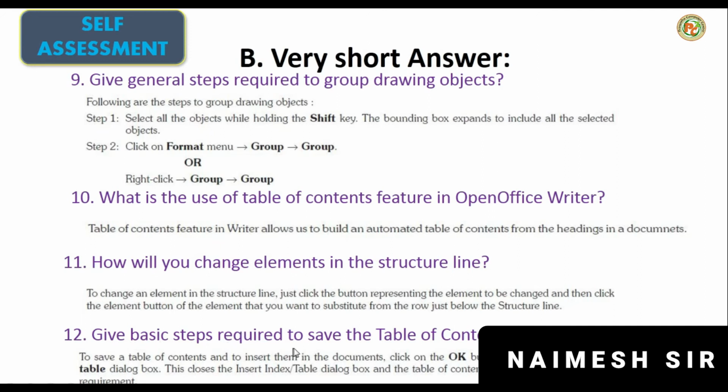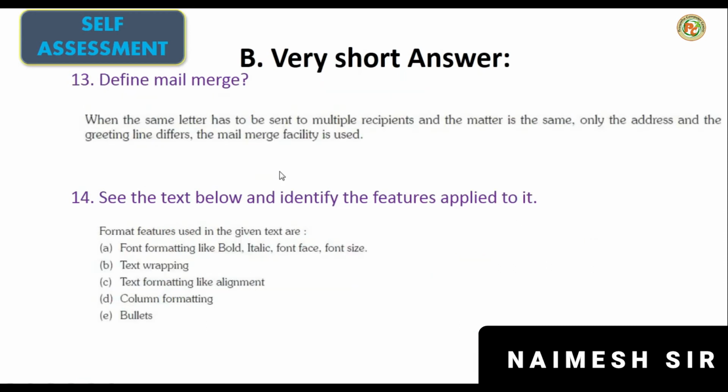Give basic steps required to save the table of contents. To save a table of contents and to insert it in the document, click on the OK button on the Insert Index or Table dialog box. This closes the Insert Index or Table dialog box, and then the table of contents gets inserted as per your requirement. Define mail merge. When the same letter has to be sent to multiple recipients and the matter is the same, only the address and the greeting lines differ, the mail merge facility is used.